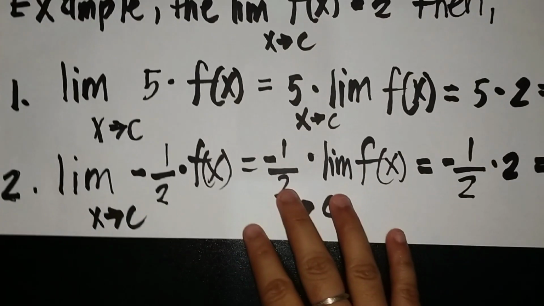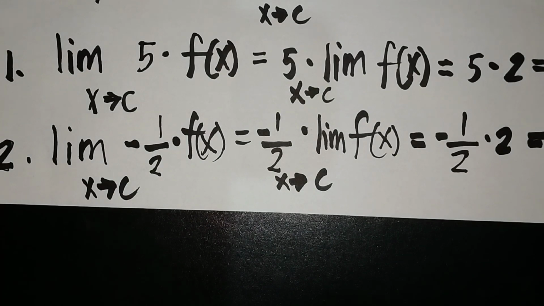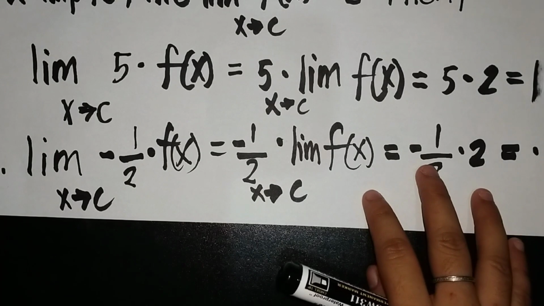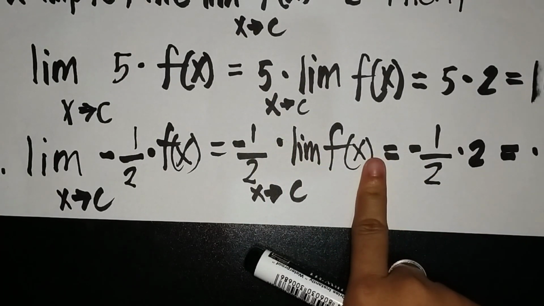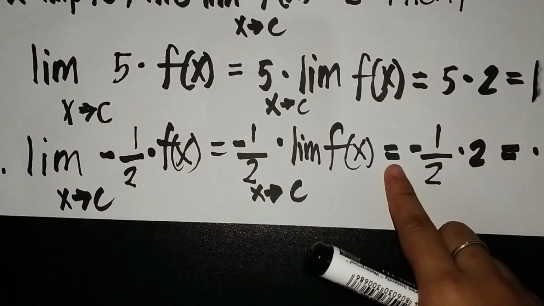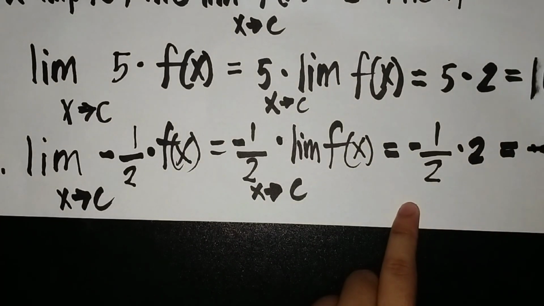In the second example, we have the limit of negative 1/2 multiplied by f of x as x approaches c. So we have negative 1/2 multiplied by the limit of f of x as x approaches c, which is equal to negative 1/2 multiplied by 2, which is equal to negative 1.